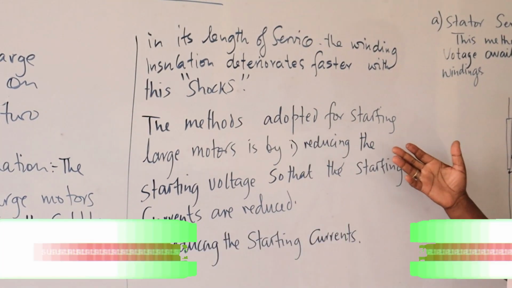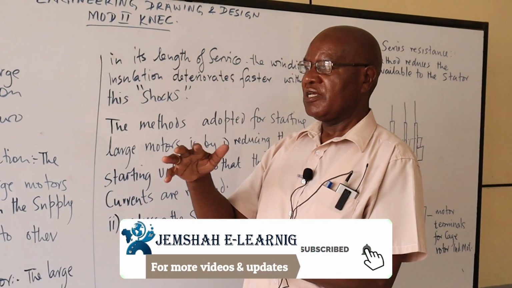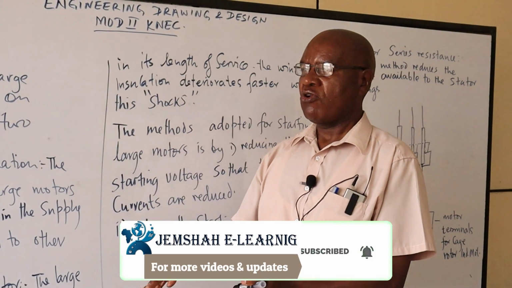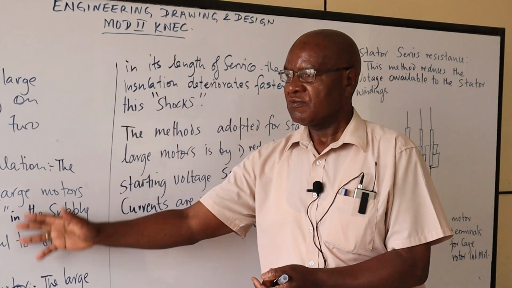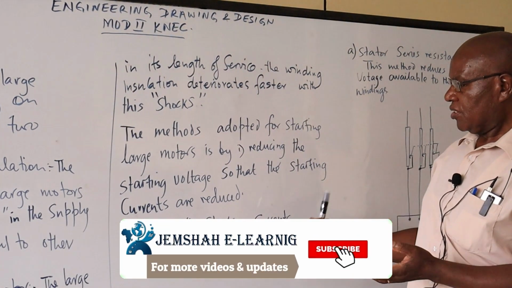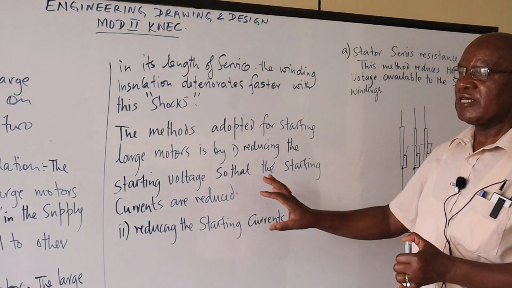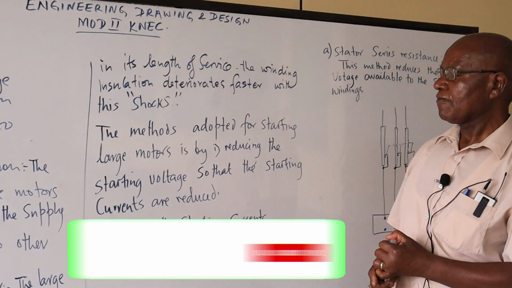One is by reducing the starting voltage. If the starting voltage is small, the inrush currents will also be small, so none of this will be interfered with. And the other method is to reduce the starting currents. Basically, those are the two methods which are used.